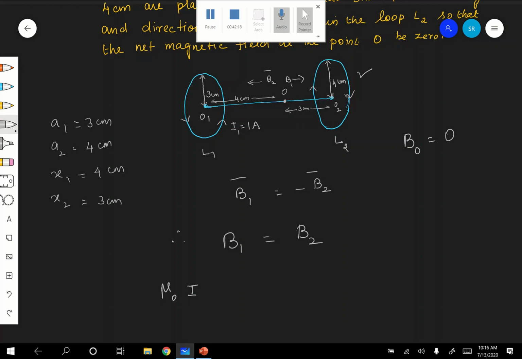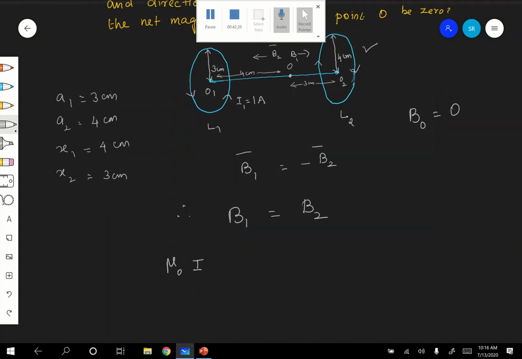Therefore, mu naught I, since B1 is equal to B2, there is no need for you to change it to SI units. Because on the left side B1 is everything substituted in centimeter, B2 will also be in centimeter, so it's not going to matter whether it is meter or centimeter. Hope you're following, everything will cancel. Into 10 power minus 2, this side also, B1 also, B2 also; if it cancels, it is not going to matter at all.